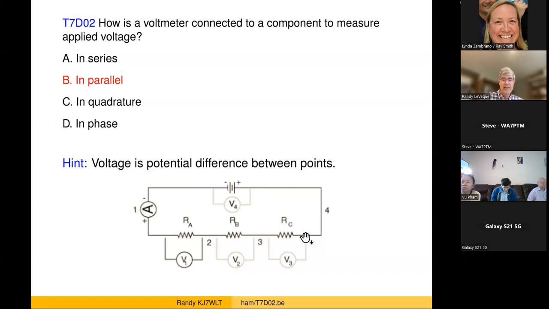Or you can connect them across a resistor, for example, to see what the change in potential is across that resistor that's forcing electrons to move through it. And the fact that it's in parallel means that when the electrons are actually flowing through the circuit, this circuit that goes from the wire up to the voltmeter and back is parallel to the circuit that the electrons are actually flowing in. So you put it in parallel.